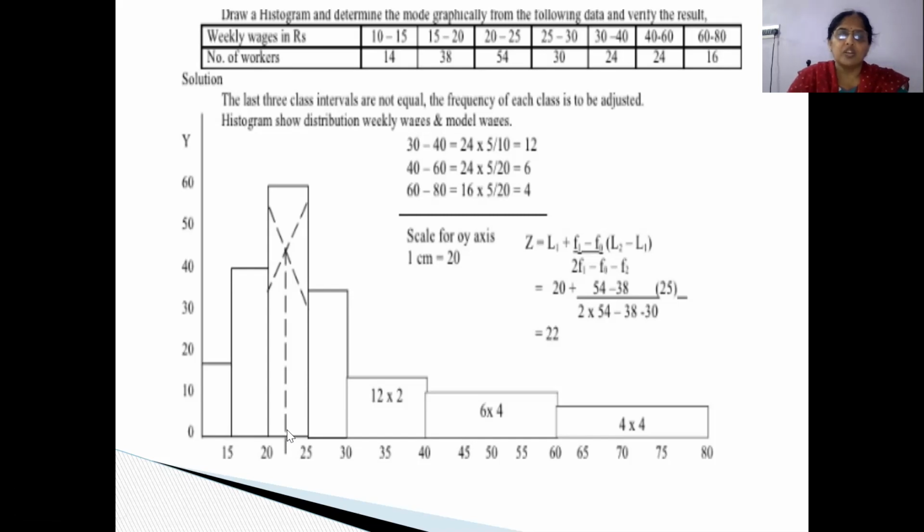Modal value is 22. See here, it is also 20 to 25. So the middle of the value is how much? 22 and half, exactly 22 only. This is correct. So 22.